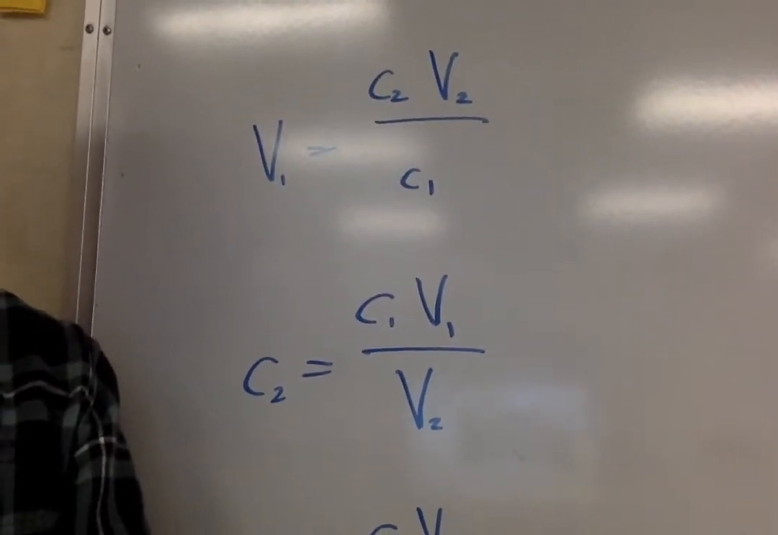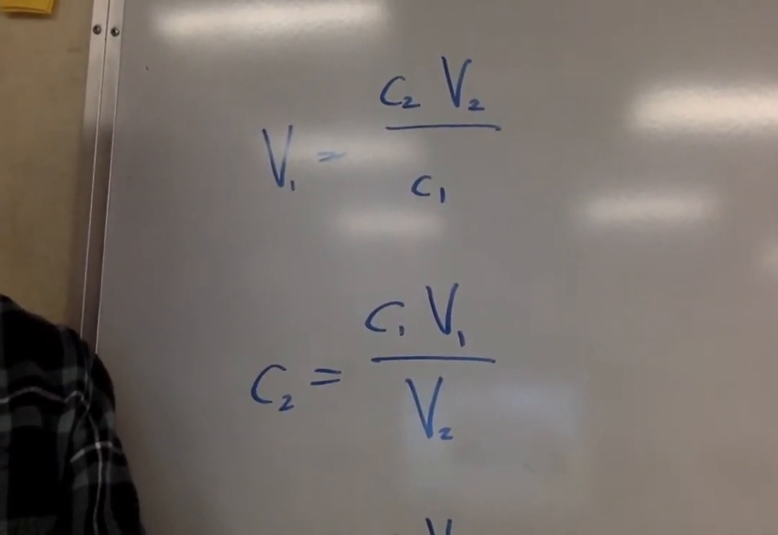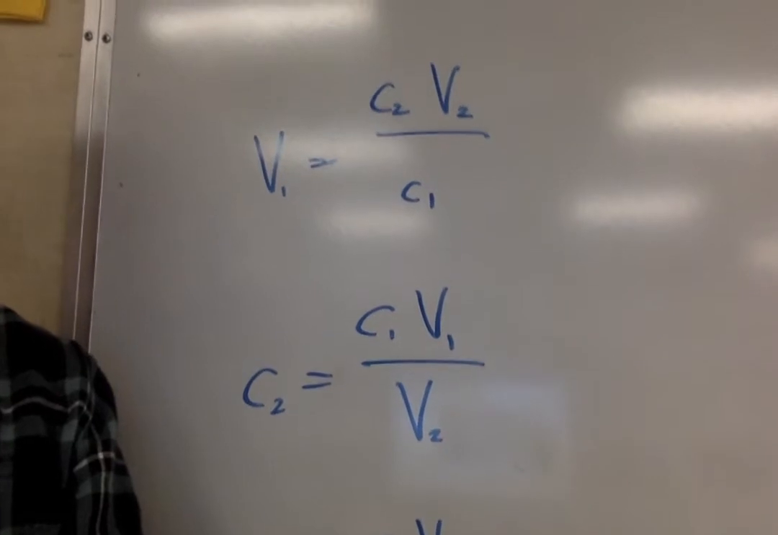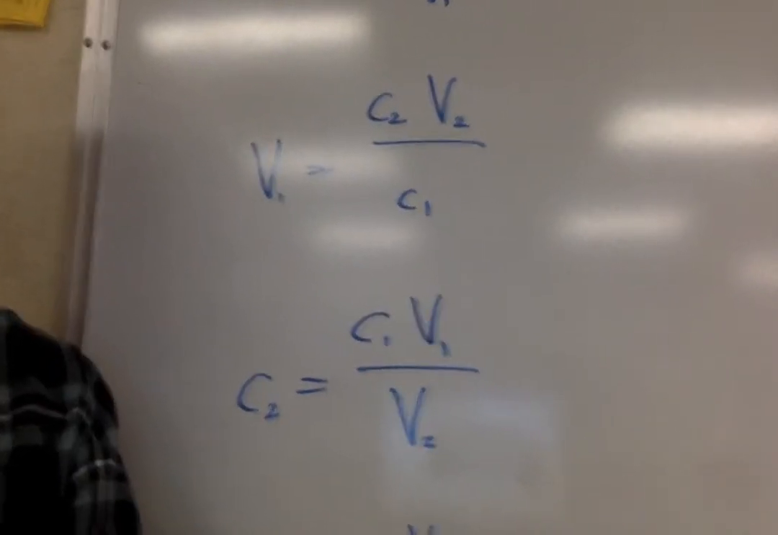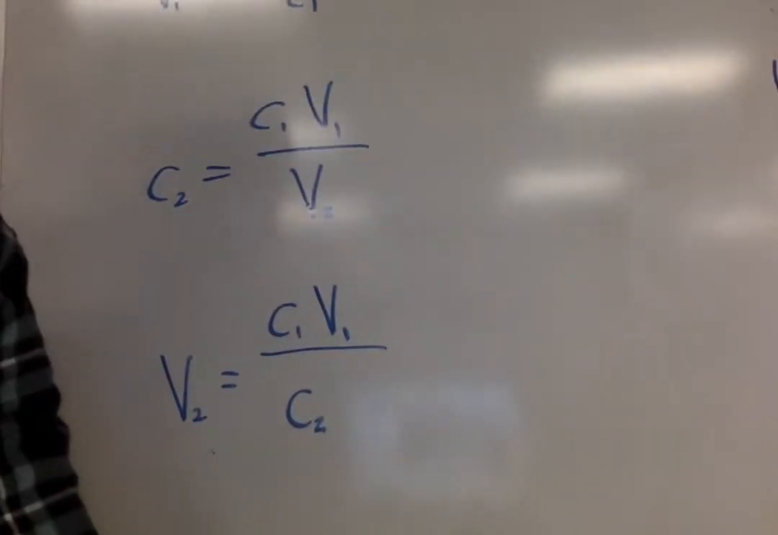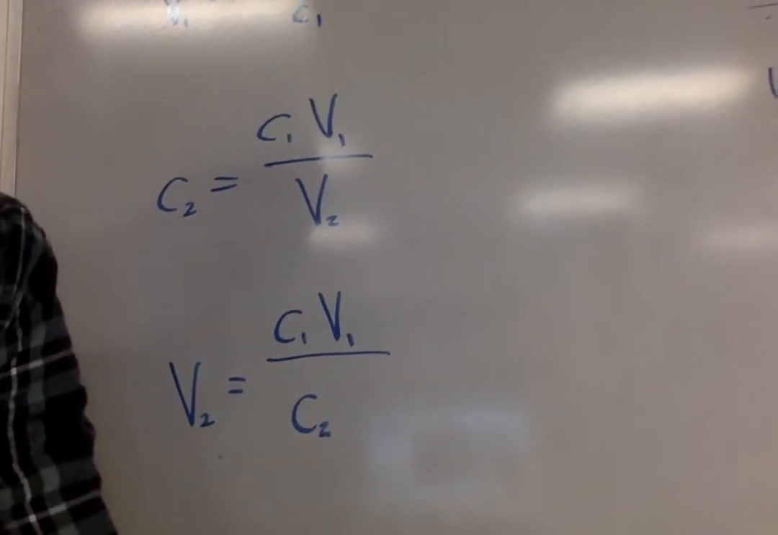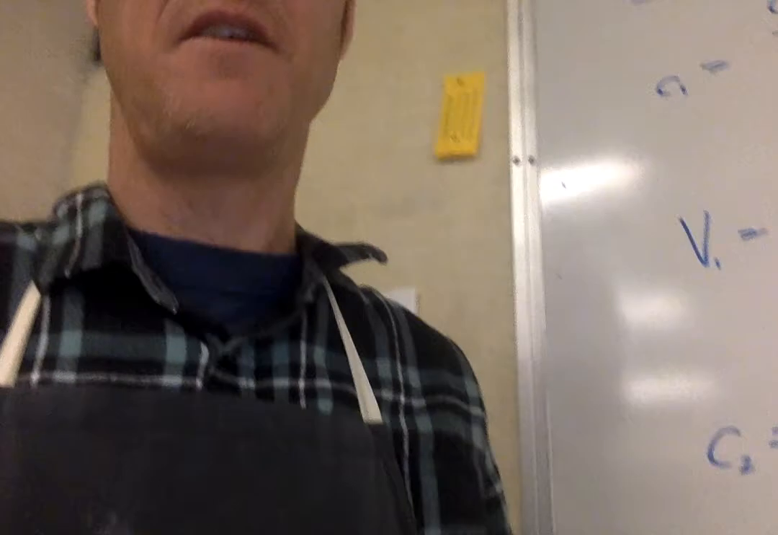C2 equals C1 V1 over V2. This is end concentration. This will be your diluted concentration, the lower of the 2 concentrations, the diluted one. And then V2 equals C1 V1 over C2. That is just 4 ways of saying the exact same thing. You will use different arrangements of that formula for solving different problems.